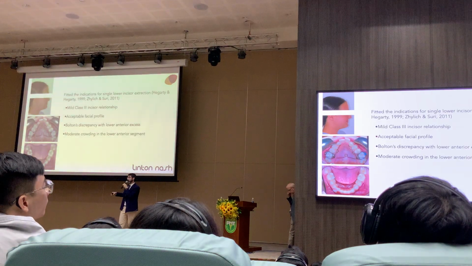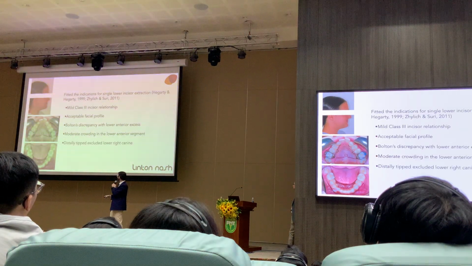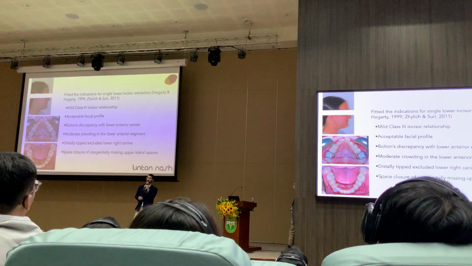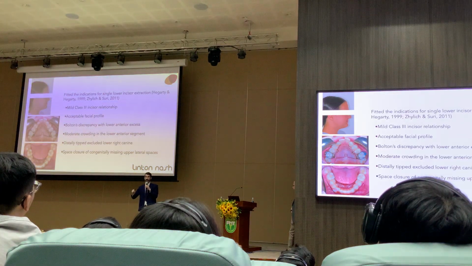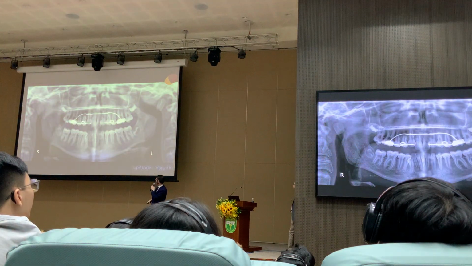We're also looking at moderate crowding. Remember we got that lower canine that's blocked all the way up? I'll pause at the end, you can get a photo of them all, don't worry. We're looking at distally tipped lower canine. And finally, we want to look at that kind of space closure for those missing upper laterals. You take photos. These key features are what you can look at, and they are the literature-based and evidence-based indications for single lower incisor extractions, which is a kind of an underutilized extraction pattern.